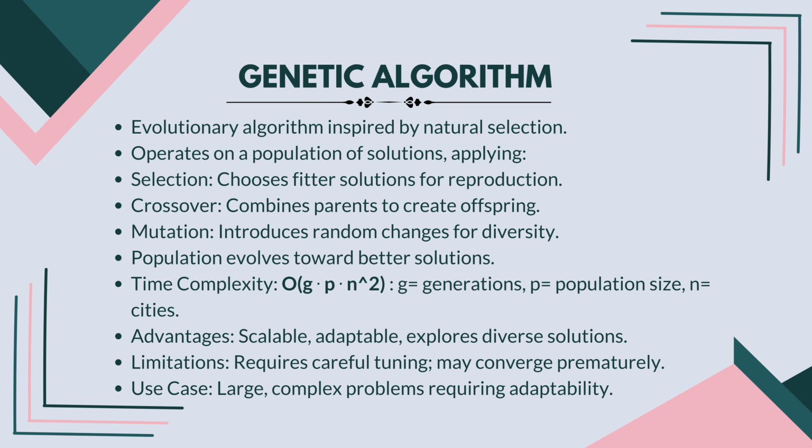The last algorithm that we analyzed was a genetic algorithm. It is inspired by the process of evolution by natural selection. It operates on a population of candidate solutions which evolve over generations to find increasingly better solutions. Each candidate solution, called an individual, is represented as a chromosome, a sequence of cities. The algorithm begins by generating an initial population, often at random, then it repeatedly applies three operations.